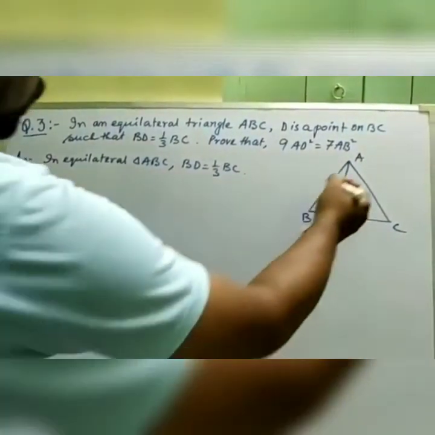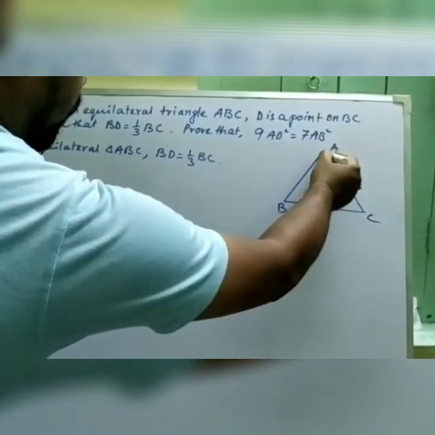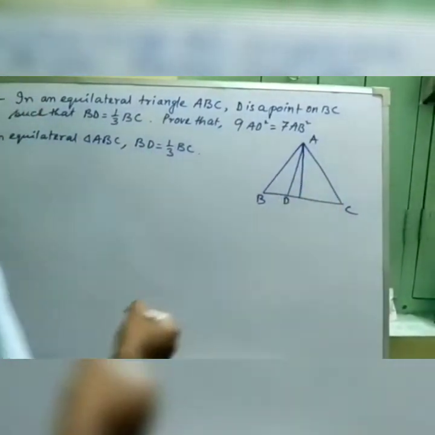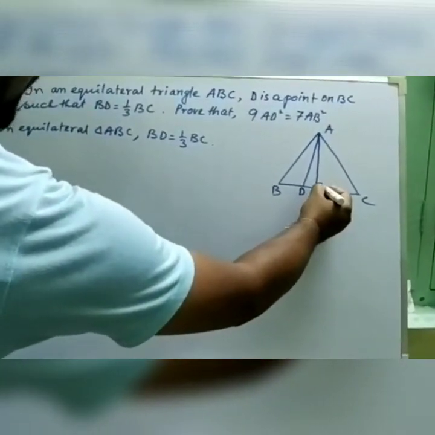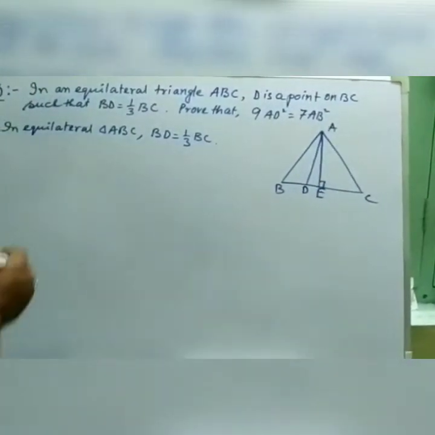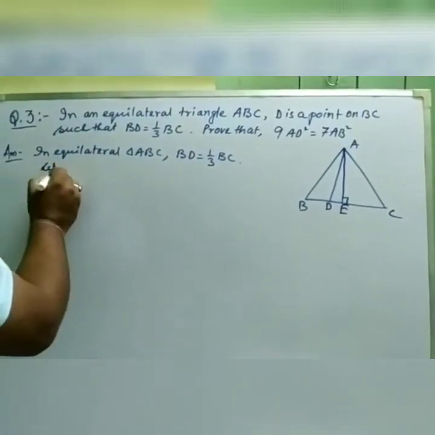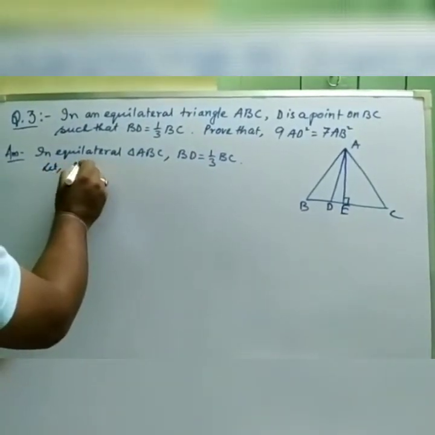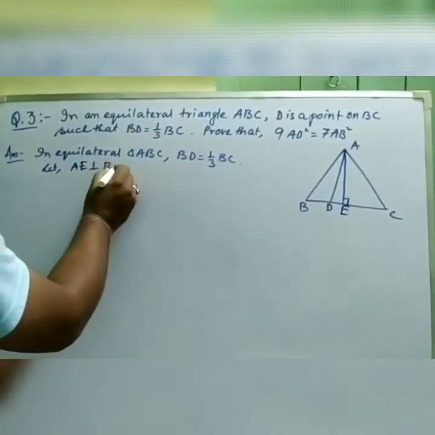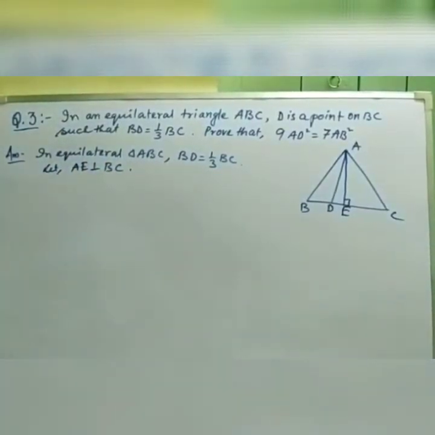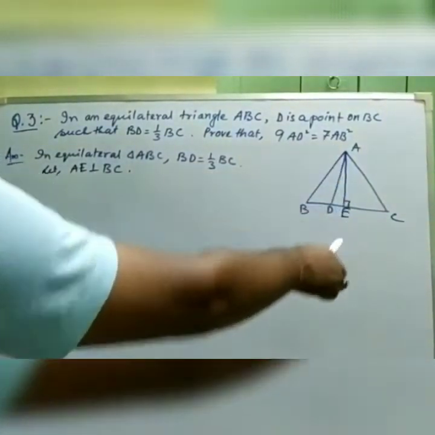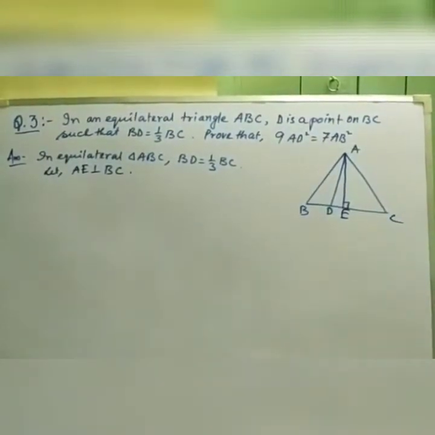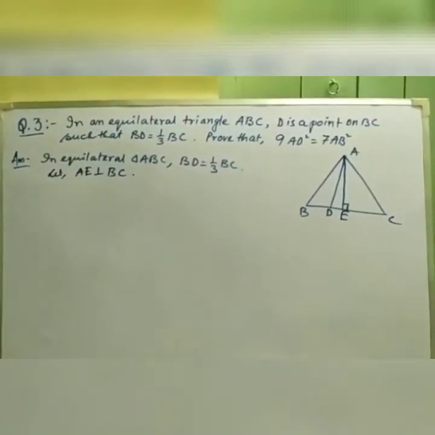What is the construction? We are drawing one perpendicular from A on BC, and that we are taking as E. So AE is perpendicular on BC, so that we are taking as construction. So we write let AE perpendicular BC. So we have taken AE perpendicular BC. Okay, and we know that in an equilateral triangle the altitude from the vertex on the base becomes the median.